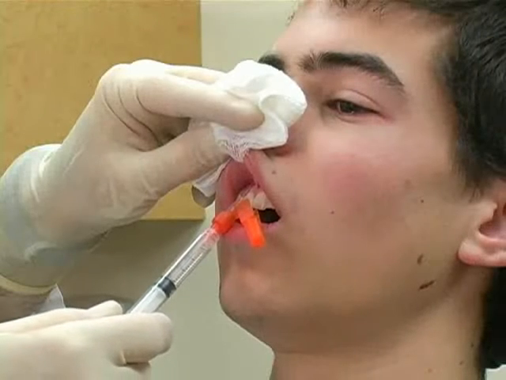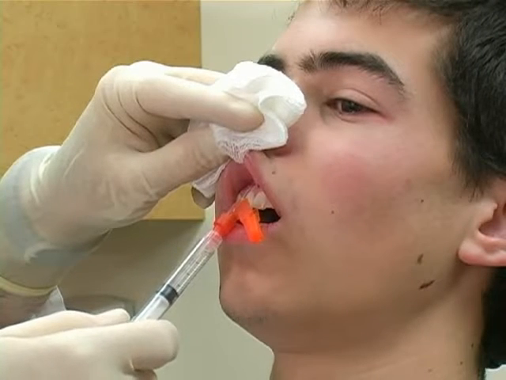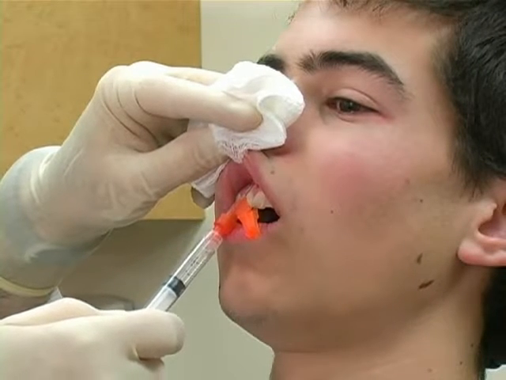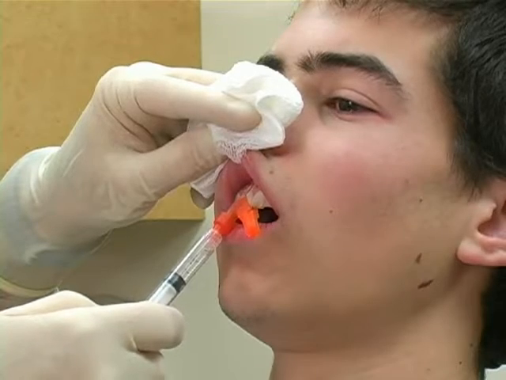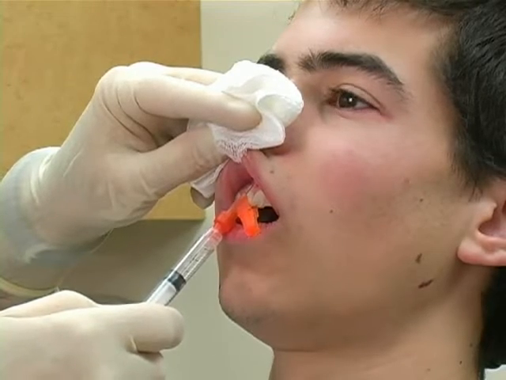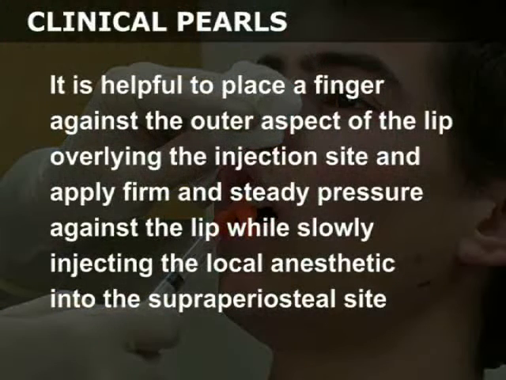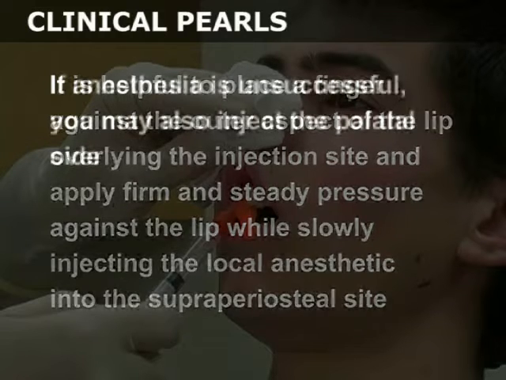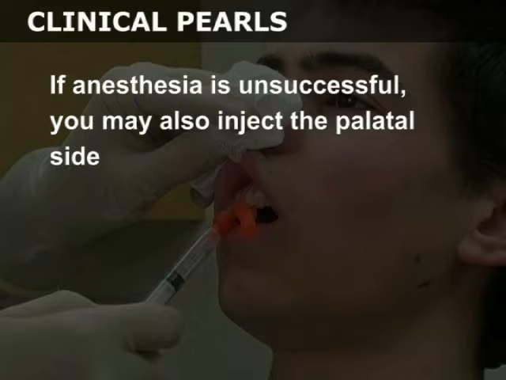Aspirate to exclude intravascular needle placement and then slowly inject 1 to 2 milliliters of local anesthetic at the apex of the involved tooth. It is helpful to place a finger against the outer aspect of the lip overlying the injection site and apply firm and steady pressure against the lip while slowly injecting the local anesthetic into the supraperiosteal site. If anesthesia is unsuccessful, one may also inject the palatal site.